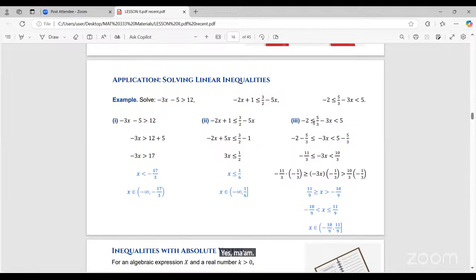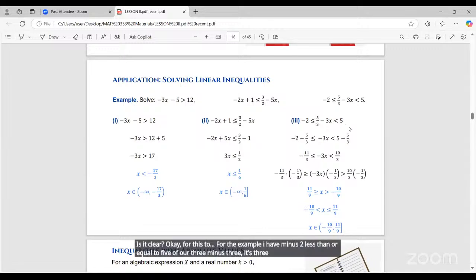Okay. For the third example, I have minus 2 less than or equal to 3 minus 3x over 5, which is less than 5.